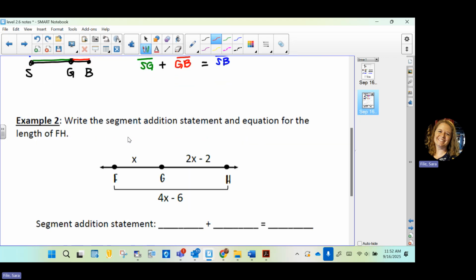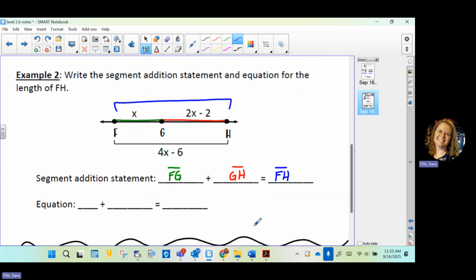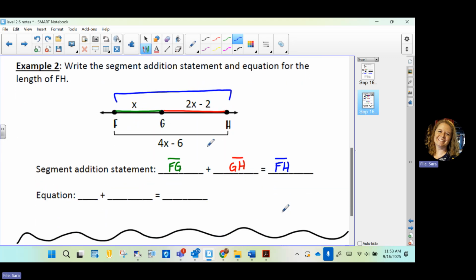All right, so this, again, if I color code it the same, what did I do? Green, red, blue. This would be my red portion, that is GH. My green portion is FG. And the whole thing is FH. Now they want us to write an equation plugging in what each of those are. I could have drawn my blue down here since they already had that drawn. It's probably better.